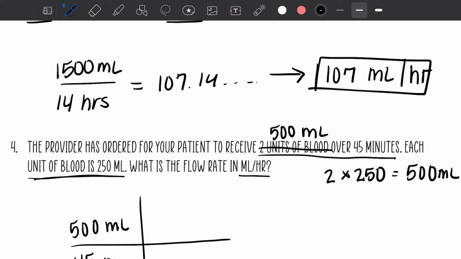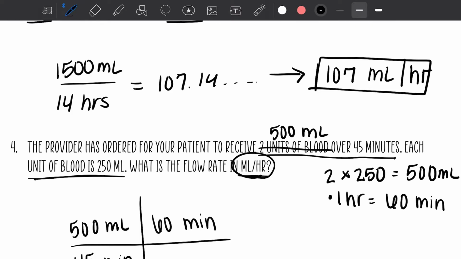Okay, there's nothing else I have for my problem, but unlike the one before, I have milliliters over minutes, but I need milliliters per hour. We'll think back, I know 1 hour is 60 minutes. So we're going to plug our 60 minutes up here, pop our 1 hour down here. Our minutes are going to cross out, and now we have milliliters over hours, which is what we need, so we can multiply across the top and the bottom.